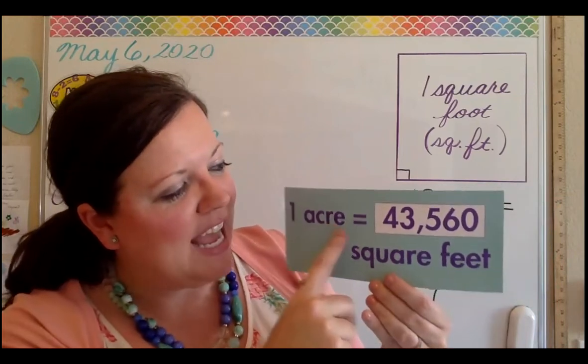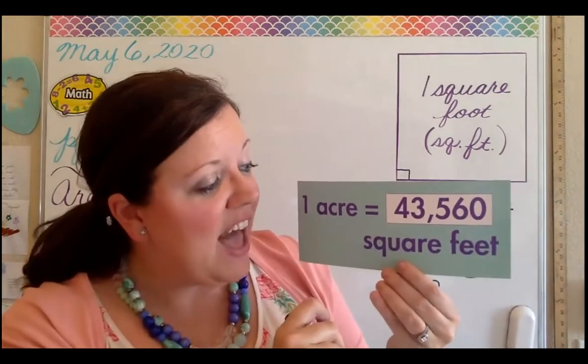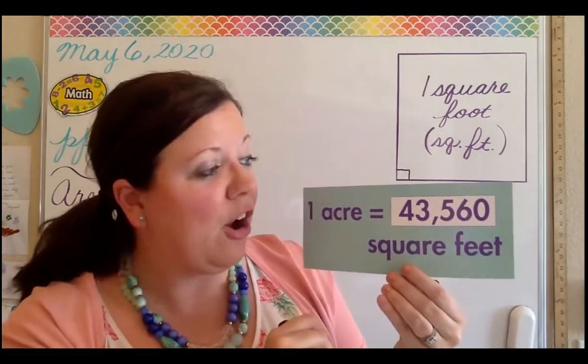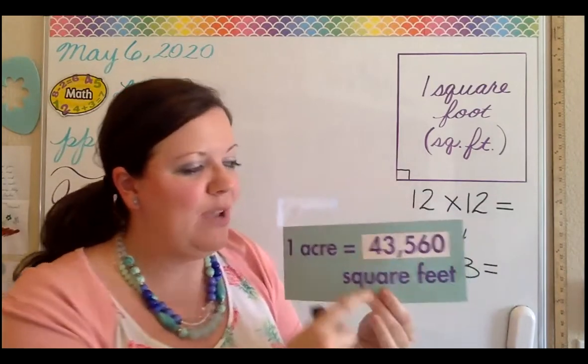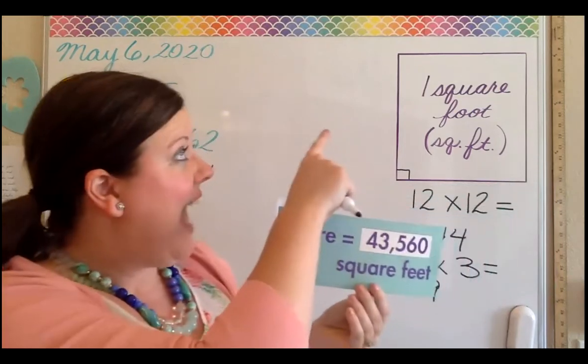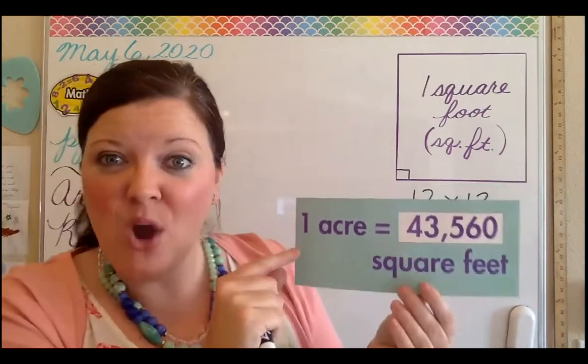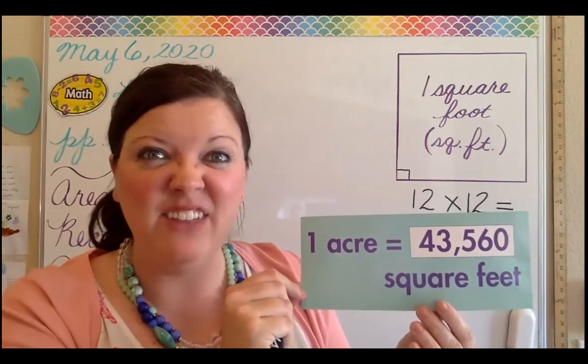1 acre is equal to 43,560 square feet. Now this is 1 square foot. Imagine if we had 43,560 of those. That would be equal to 1 acre. That is a lot of area.